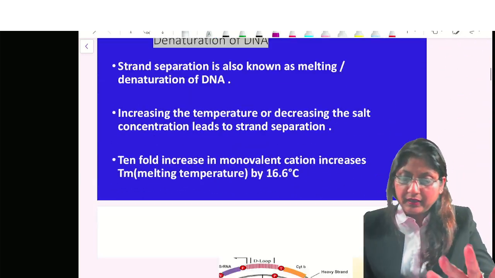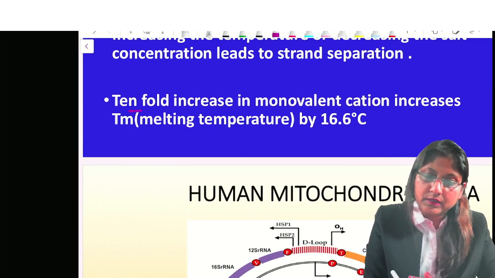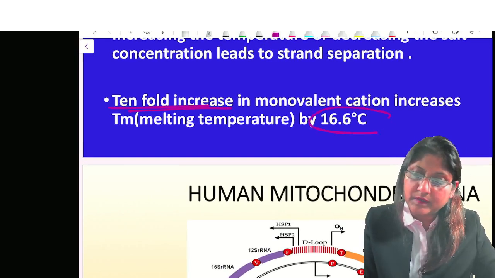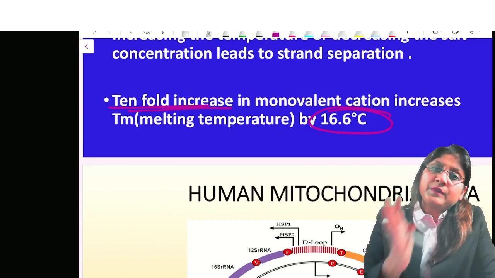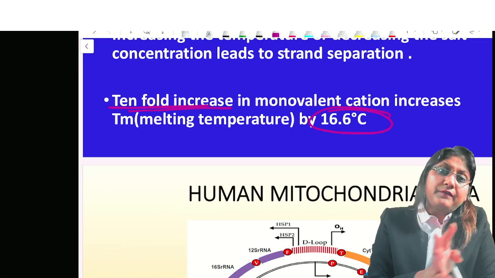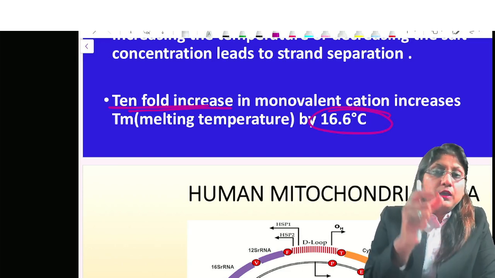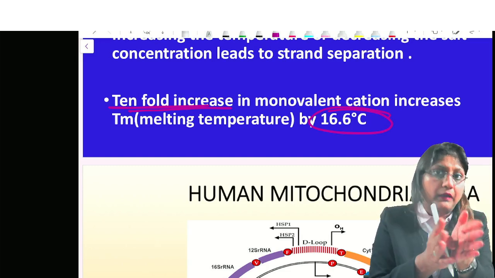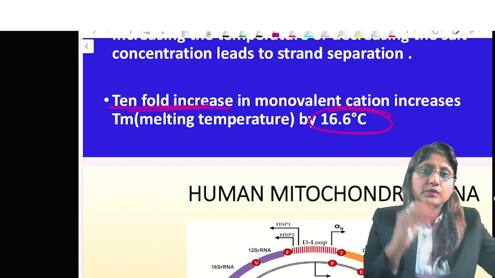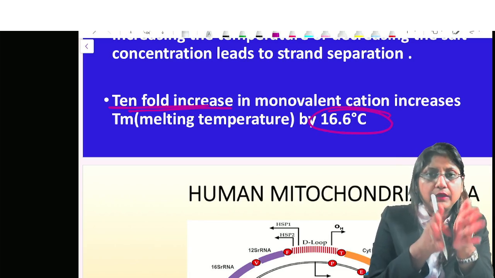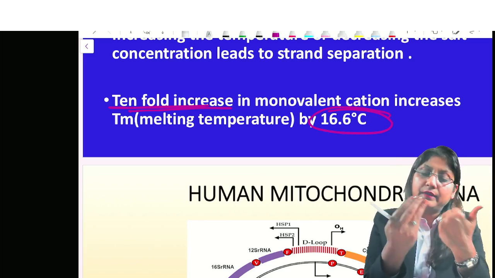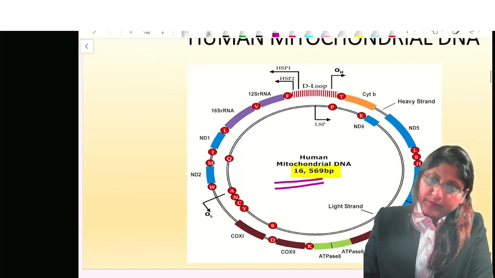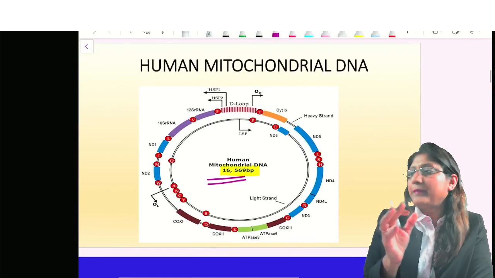So according to a calculation, when you increase salt concentration 10 times, the melting temperature increases by 16.6 degrees Celsius. So you must know the difference between the role of alkali and the role of salt as far as the DNA annealing is concerned. Alkali denatures, but salt strengthens it. So when you increase the salt concentration, it becomes strongly annealed. So that time you need higher melting temperature. Right. So this was about denaturation, and now coming to human mitochondrial DNA.